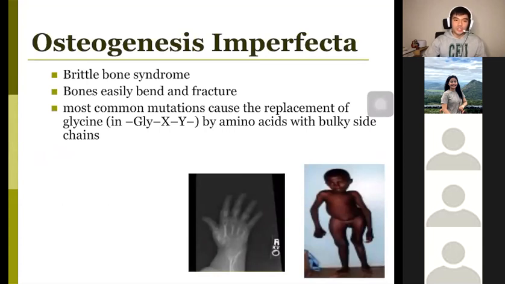Number one is osteogenesis imperfecta. This is also known as brittle bone syndrome wherein ang mutation involved is nare-replace ang glycine with any amino acid with bulky side chain. Question, is presence of glycine essential for the formation of collagen? Sa sequence? Yes. So it provides flexibility because of its side chain. So pag napalitan siya ng bulky side chain, magkakaroon ng abnormality sa collagen produce. Kaya very important yung diniscuss kong synthesis kanina.